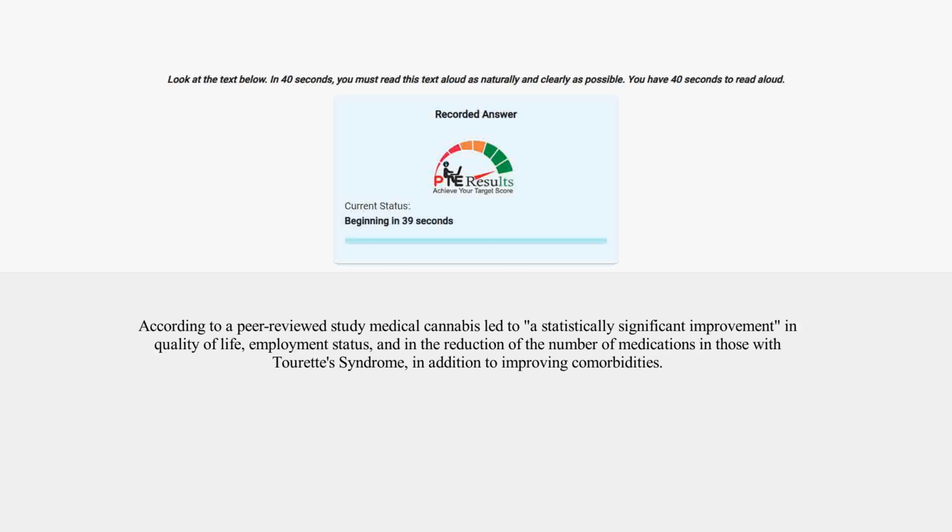According to a peer-reviewed study, medical cannabis led to a statistically significant improvement in quality of life, employment status, and in the reduction of the number of medications in those with Tourette's syndrome, in addition to improving comorbidities.